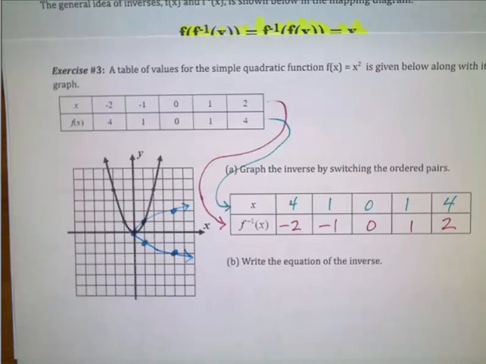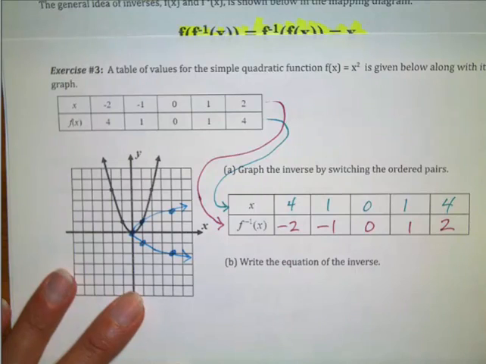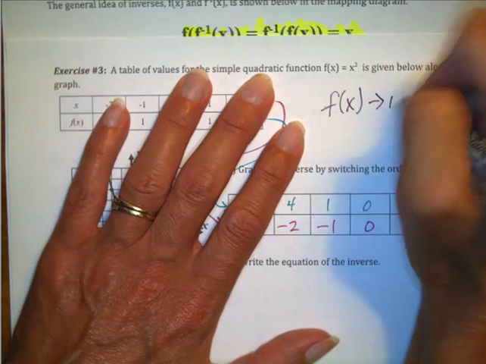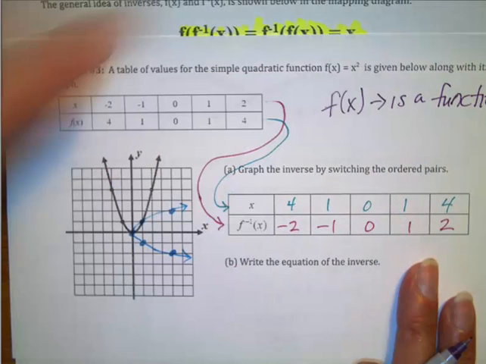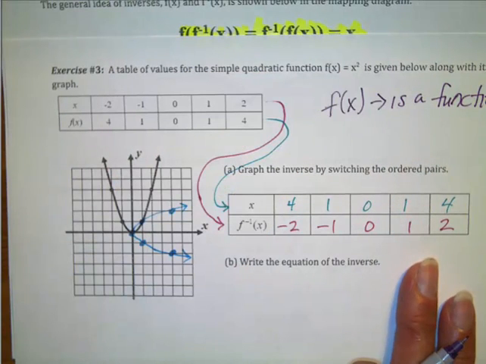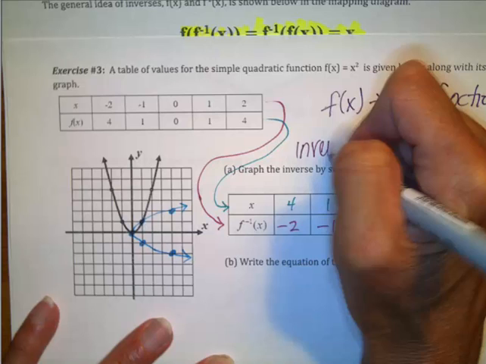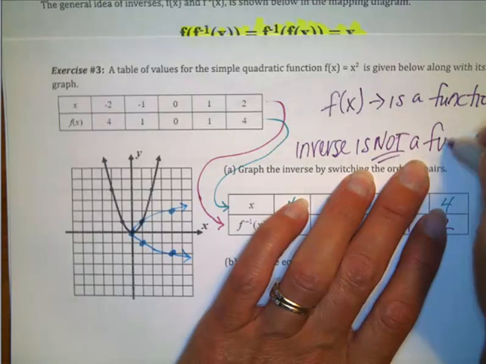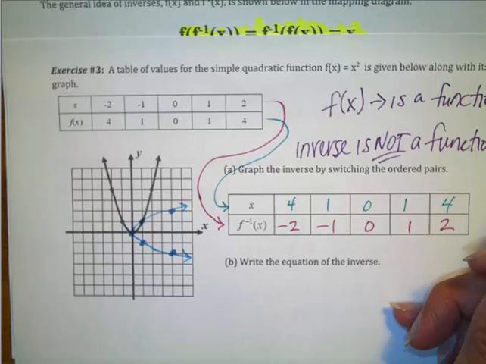Now let's talk about a few things. The original is a function, so f of x is a function. How come? It passes the vertical line test. So if I draw any vertical line, it only hits the graph once. The inverse is not a function. Because again, if I draw a vertical line, I'm not going to hit this graph once. I'm going to hit it multiple times.